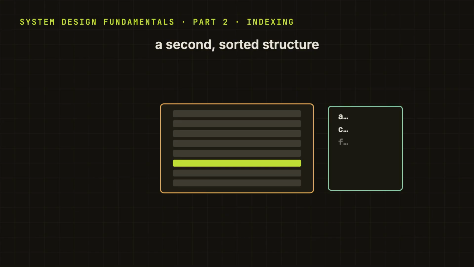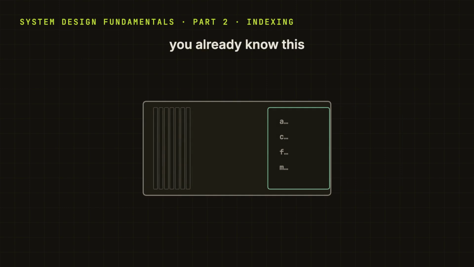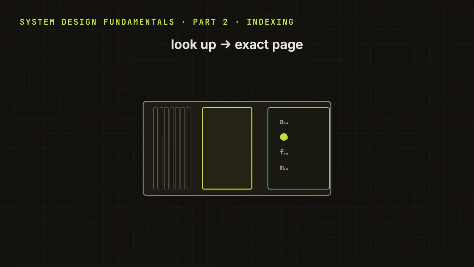An index is a separate data structure that the database keeps on the side, which lets it jump straight to the row you want without scanning everything. The simplest way to picture it is exactly like the index at the back of a textbook. Instead of reading every page to find one topic, you look it up in the index and it tells you the exact page.